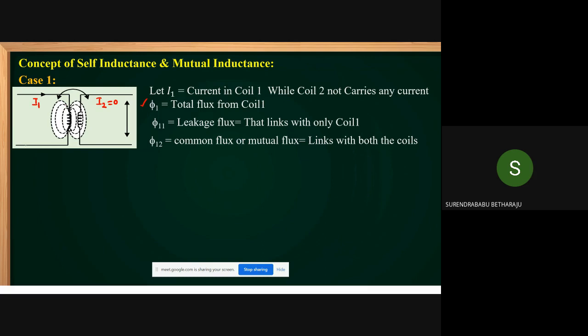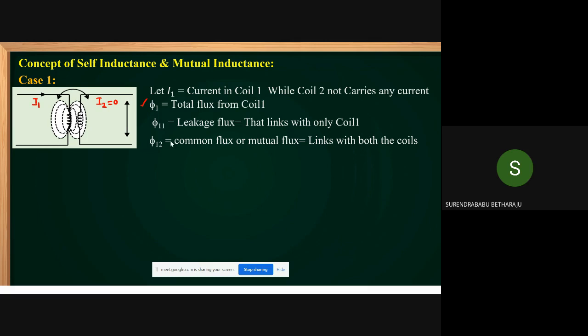How to define the leakage flux? That flux links with only coil 1. With respect to the leakage flux of coil 1, I am defining; with respect to the leakage flux of coil 2, that flux links with only coil 2. That means the flux which links either coil 1 or coil 2, but not both the coils, or the flux which passes through the air, is called leakage flux.